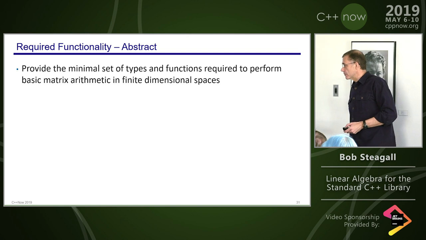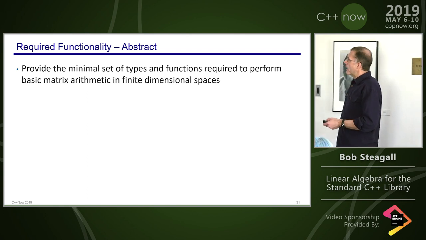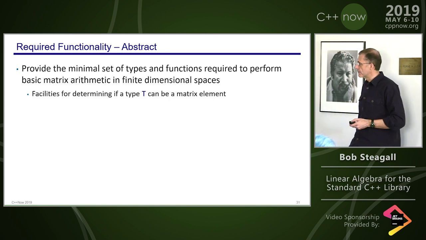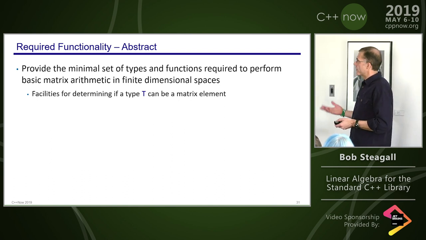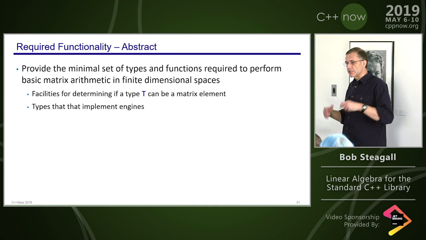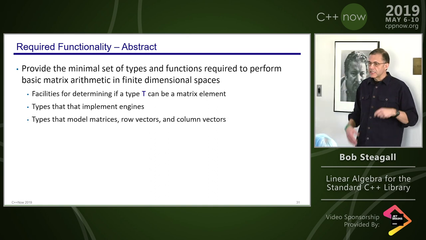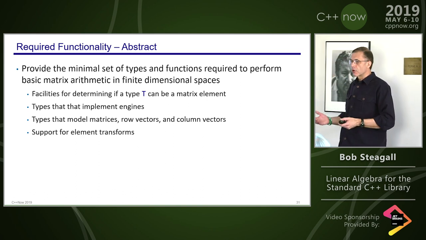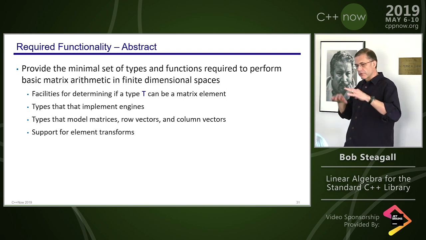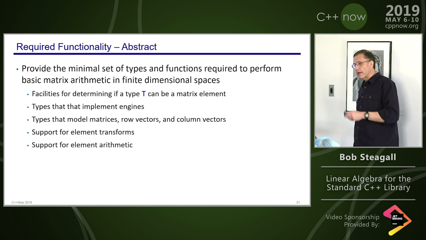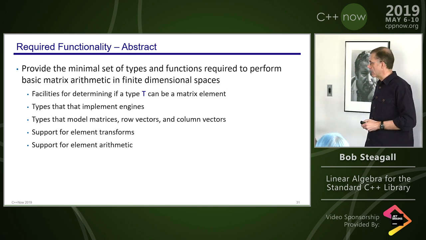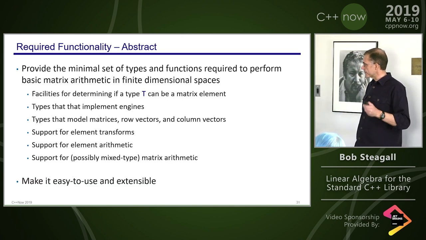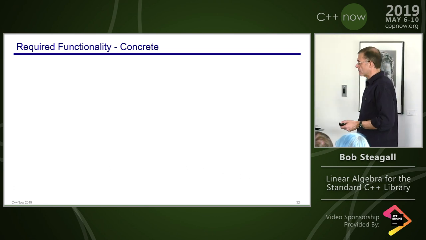From an abstract perspective, at a high level, we want to provide a set of types and functions to perform basic matrix arithmetic in finite spaces, not infinite spaces. So we need facilities for determining whether a type can be a matrix element. We need types that implement engines that manage storage. We need types that model matrices, row vectors, and column vectors. We need support for element transforms. Remember, that's manipulation of the location of elements in the matrix. We need support for element arithmetic, modifying individual elements of the matrix. We need support for possibly mixed type matrix arithmetic. We'd like to make it easy to use and extensible.